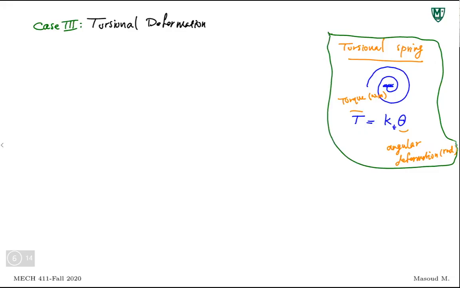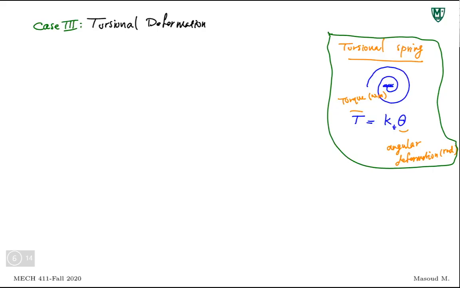Keep in mind everything I said about the springs. Torsional springs could also be in series or in parallel. We can add them up. You can put them together to get the specific stiffness that you want, whether they're in parallel or in series.